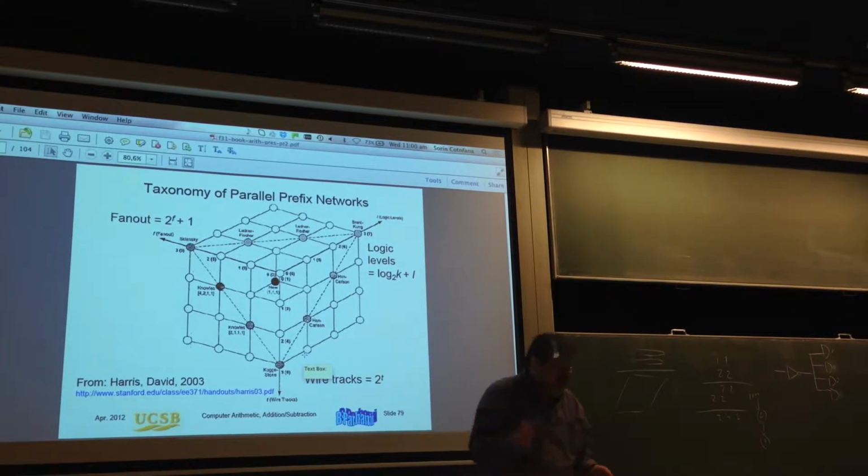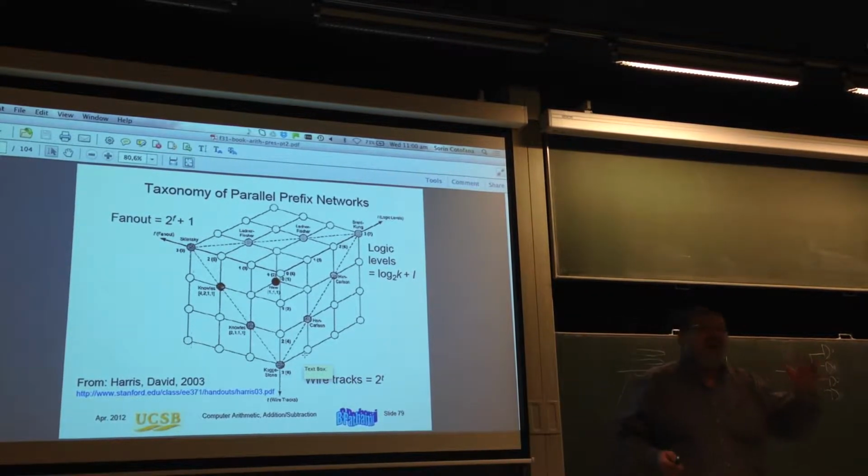Actually, if you look at today's technology, there might be even a new dimension. I don't know if you've heard about 3D integration. Today I can stack chips.